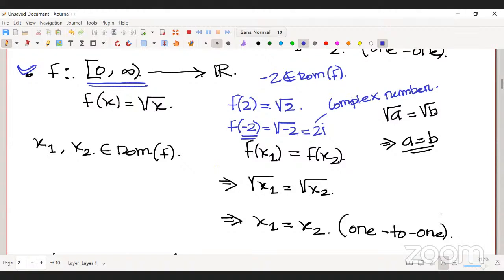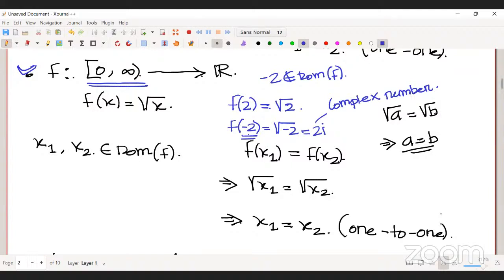If I take the square root of a positive real number, then I will always get a real number, or say a positive real number. If I take a negative number, then I will get a complex number, and that I don't want. The definition is that we shouldn't get the same output for a one-to-one function. Here the output is different, that's why we conclude it is one-to-one.